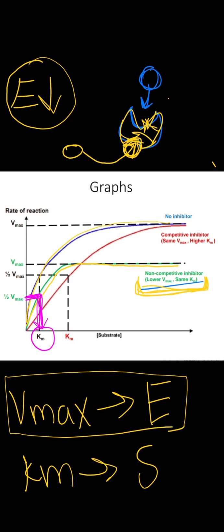Now think about it, why? Why do the no inhibitor and the non-competitive inhibitor go down to the same Km? Think about it. Yes, because we said here that only the enzyme was changed. Did we change anything in the substrate concentration? No.